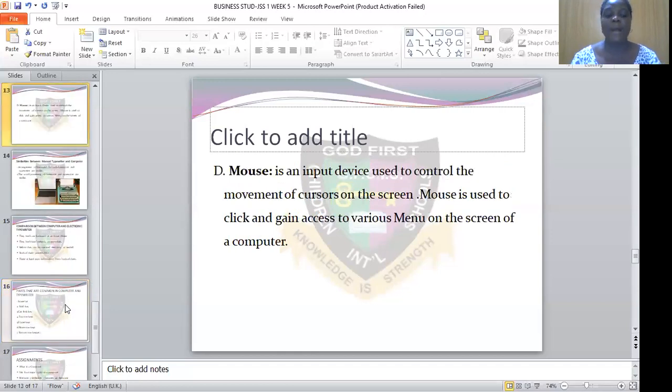Then the next one is the mouse. Mouse is also an input device that you use to control the movement of the cursor. It is this mouse that is making me move the cursor. You can see the cursor, I'm moving it. It's an input device used to control the movement of the cursor on the screen. And whatever you use the mouse to click on, that's what is going to operate.